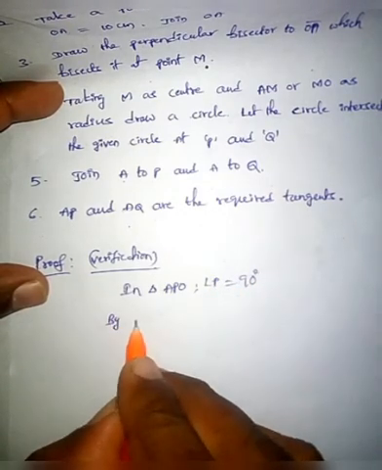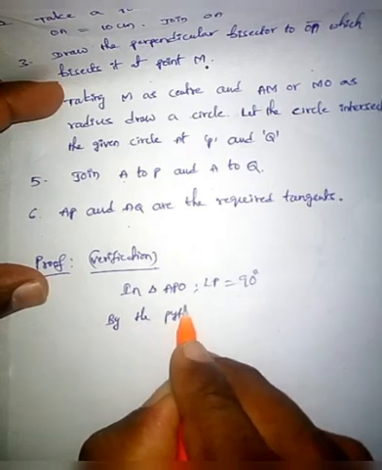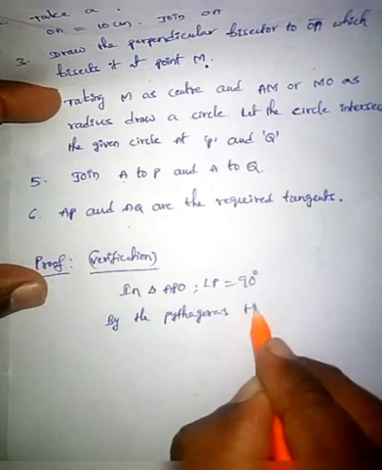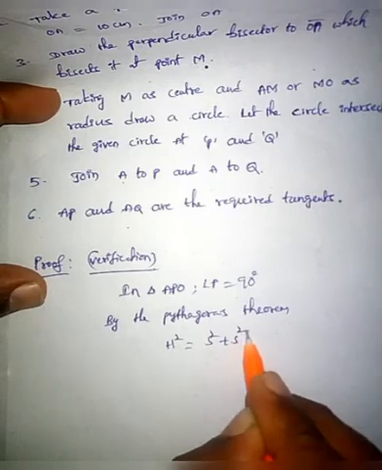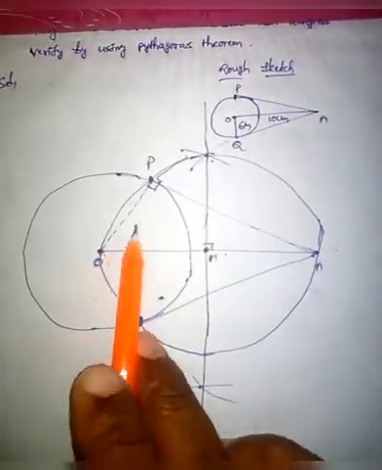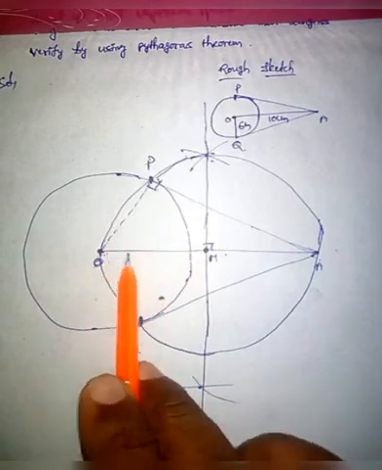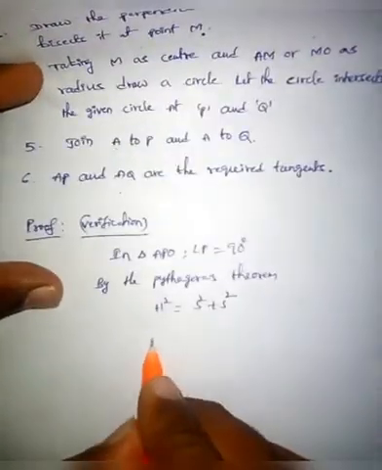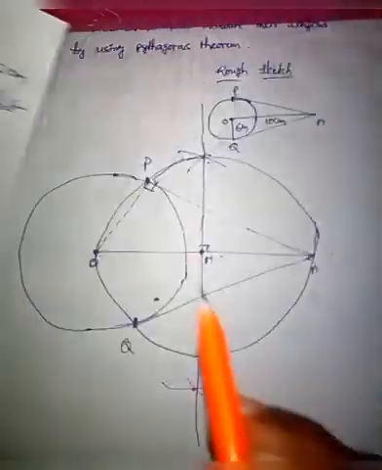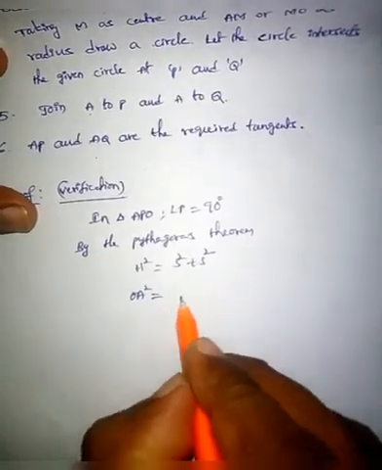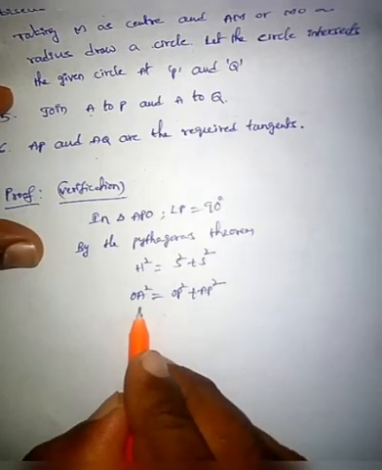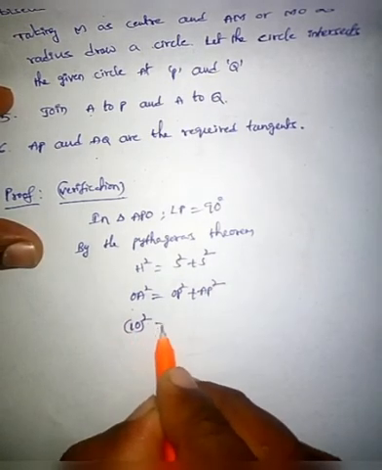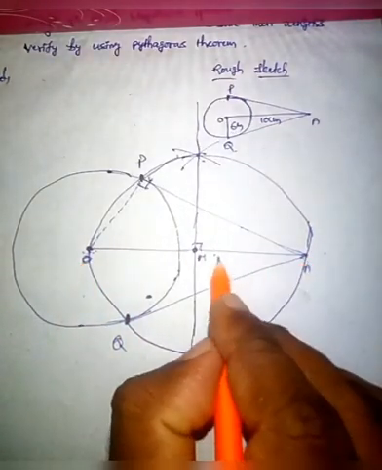We know the Pythagoras theorem. By the Pythagoras theorem, hypotenuse square equals side square plus side square. So what is the hypotenuse here? Side opposite to the 90 degrees is hypotenuse. That's why OA is the hypotenuse. OA square equals side square plus side square. One side is OP and another side is AP. That is OP square plus AP square. OA square. OA square means 10 square, because the distance between O and A is 10 cm.